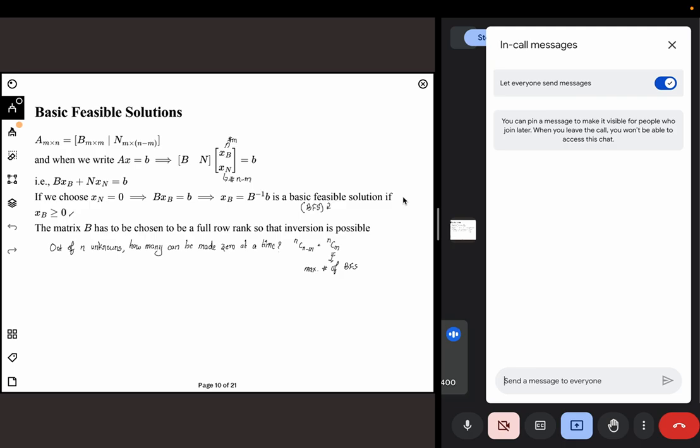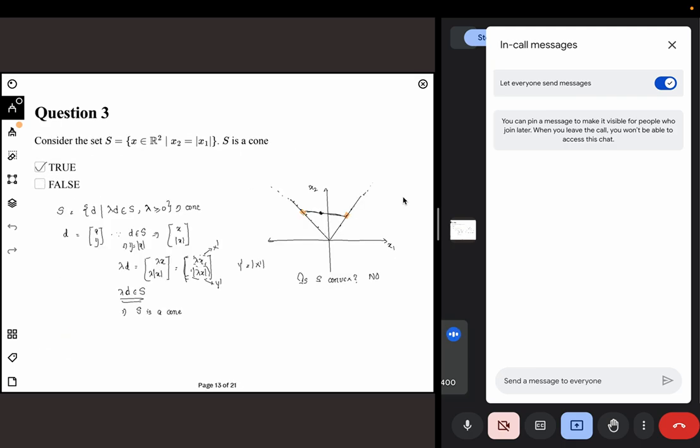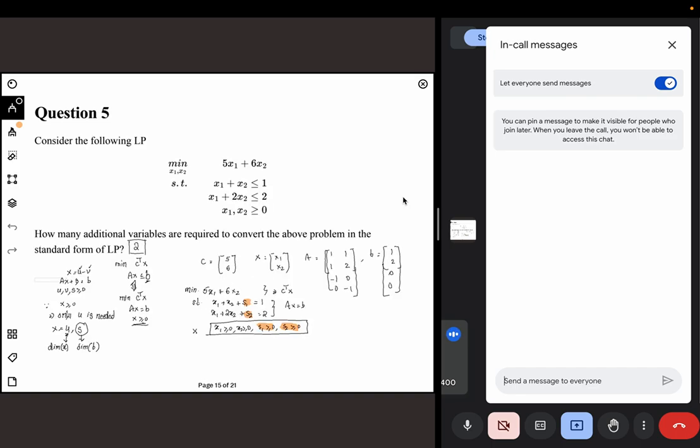And then we discussed a couple of problems. Most of these problems are about whether it's a polytope or not, and then we discussed what a cone is, and also what a recession cone is. And then we discussed problems on how many variables are required to solve an LP problem.